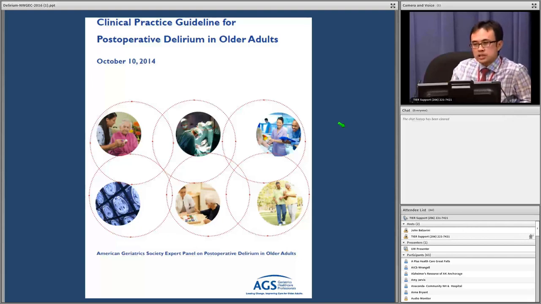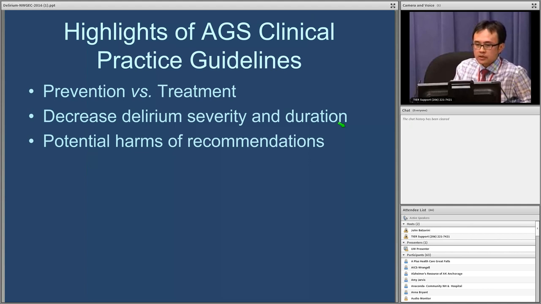Okay, and we'll bring some of that literature into this discussion as well. But one of the more important things that we'll talk about in the clinical practice guideline is that they bring up this difference in prevention versus treatment. And I think that is incredibly important: when you're talking about interventions, you need to ask yourself, are you talking about preventing delirium from happening, or are you treating delirium because it has already occurred?